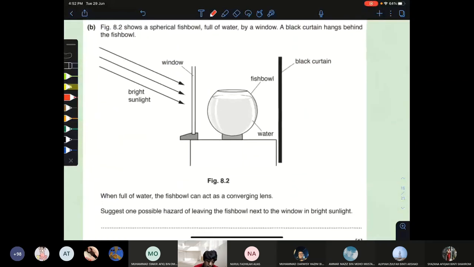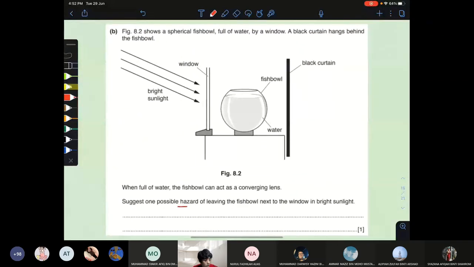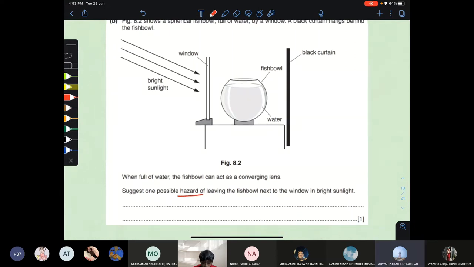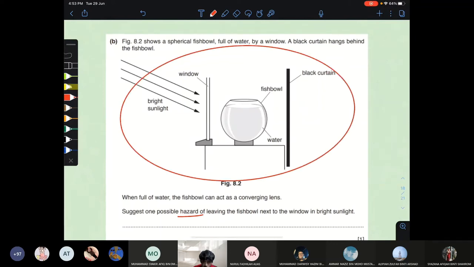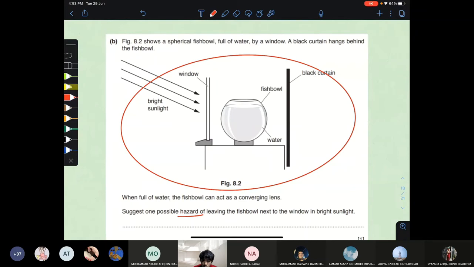Okay, this is a very nice question. Suggest one possible hazard of leaving the fishbowl next to the window. Apa jadi eh? Water dry up faster. Fish will mati. Okay. Die. Now, you want to relate this with topic, apa? Topic light ray. Bila kita jawab tu, kita tengok this is topic light.